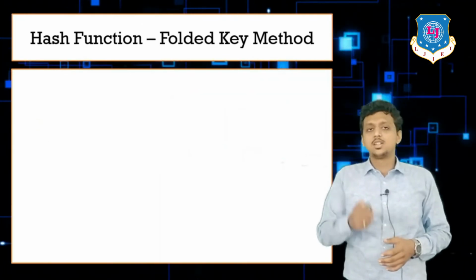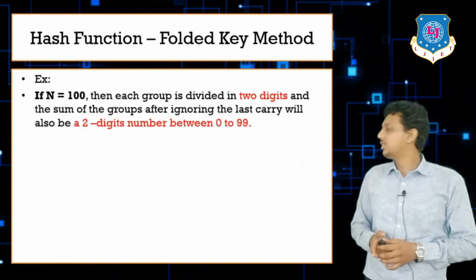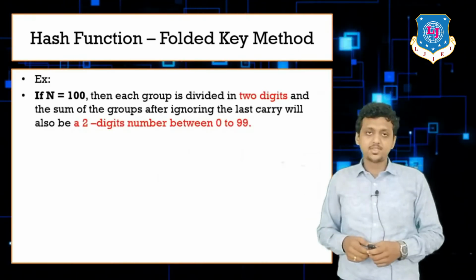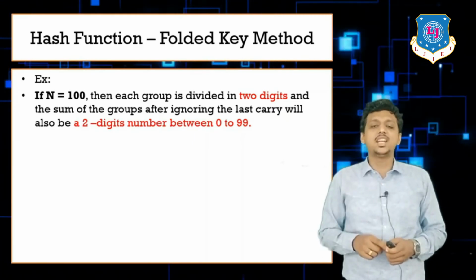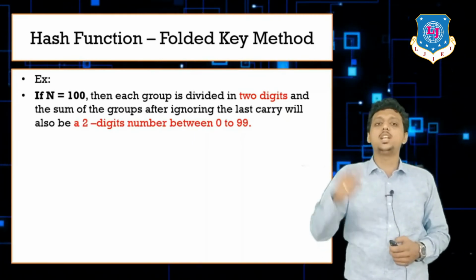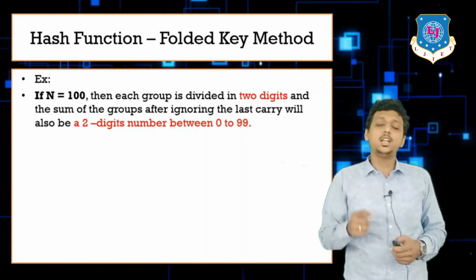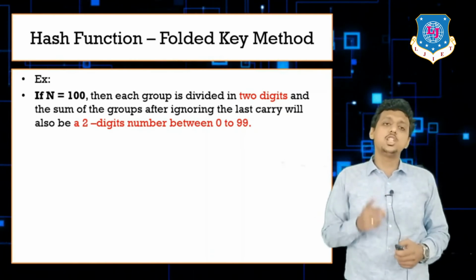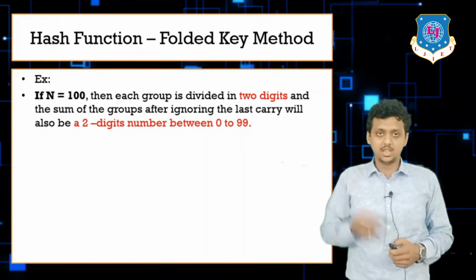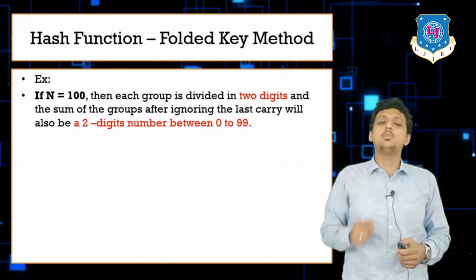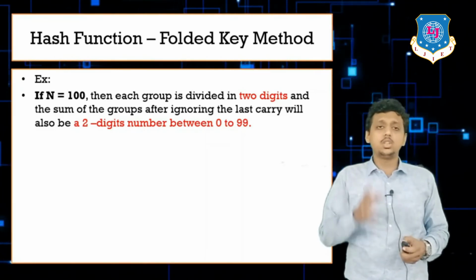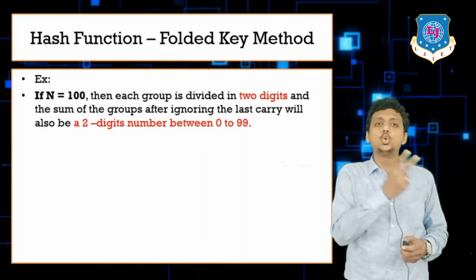So here is the first example, where we have n equal to 100. Students, if n is equal to 100, then the array index should range from 0 to 99. So the maximum number you have is 99, that means 2 digits. Okay, so for 0 to 99, we have a maximum of 2 digits, so you need to divide your key into two groups.